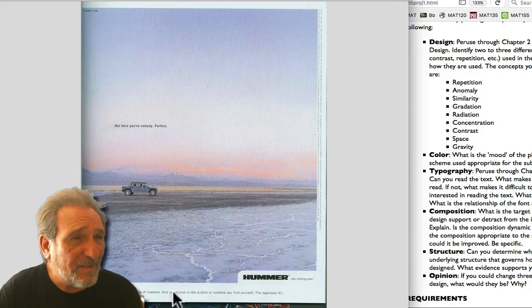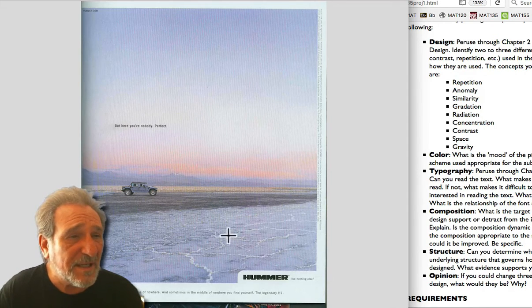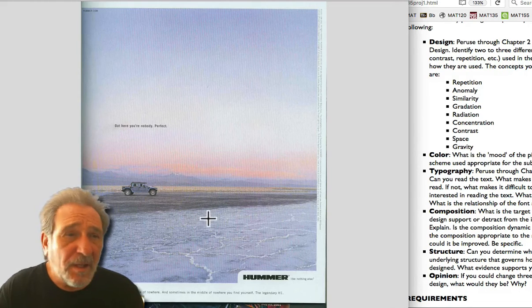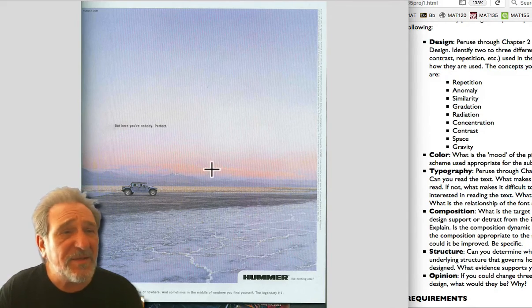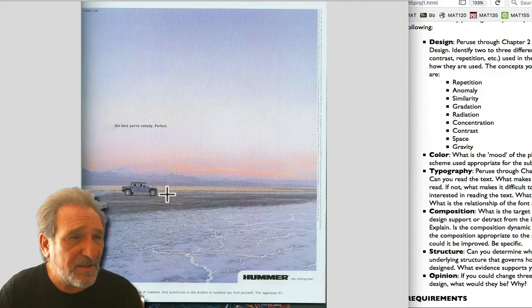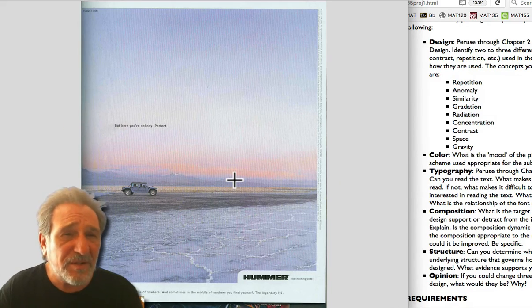We also have a dynamic layout. Typography is small, but does the job, especially at size. No structure. Anything else going on here? I don't know. You could say there's a little bit of an anomaly going on because of the structure, the mechanical nature of the beast, and the organic nature of the environment. You could say that there's a little anomaly going on there.